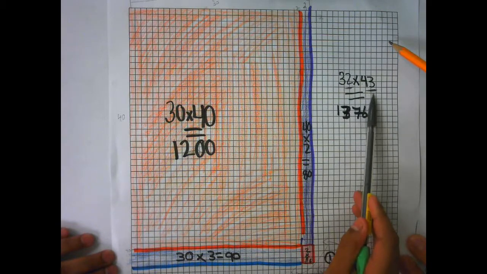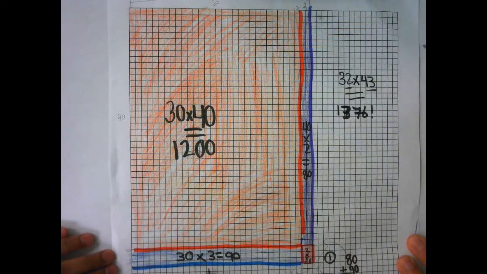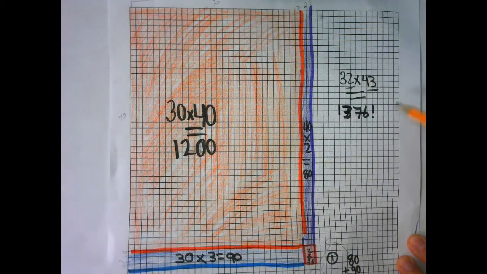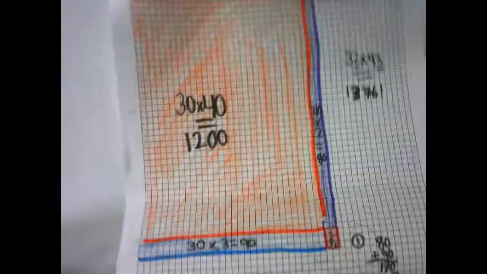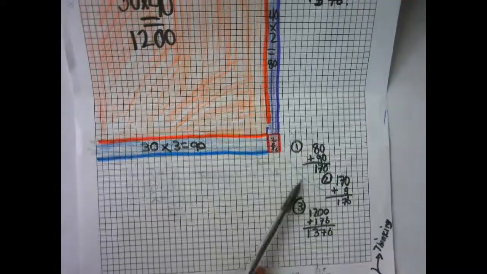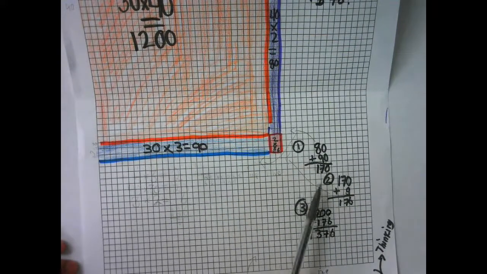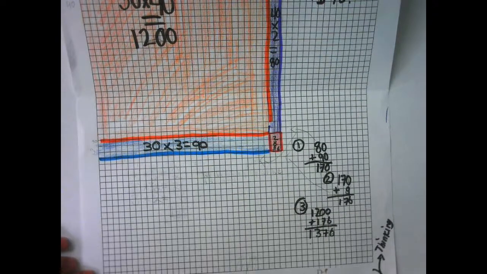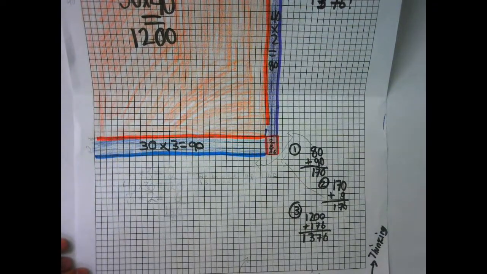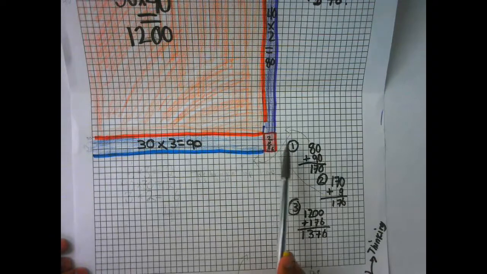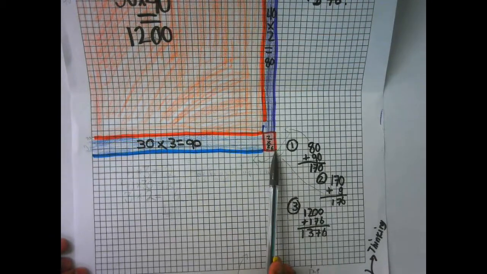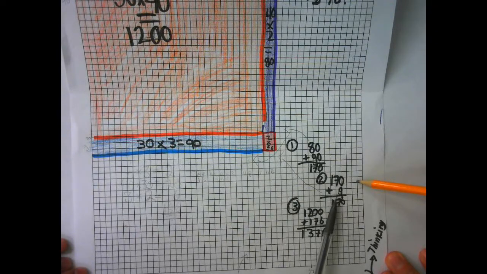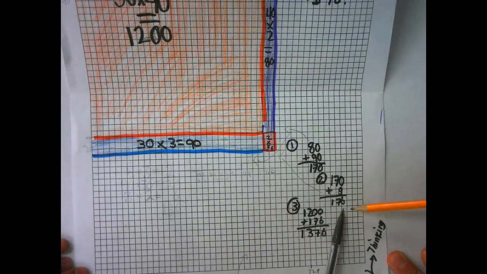Then we had this 3 from 43, which we multiplied 30 times 3, which equals 90. And as you can see right here, we added the 80 plus the 90 from the blue colored and the purple colored area, and that equaled 170. Then we had the square right here, which is 2 times 3, which equals 6. So we added the 170 plus 6, and that equals 176.